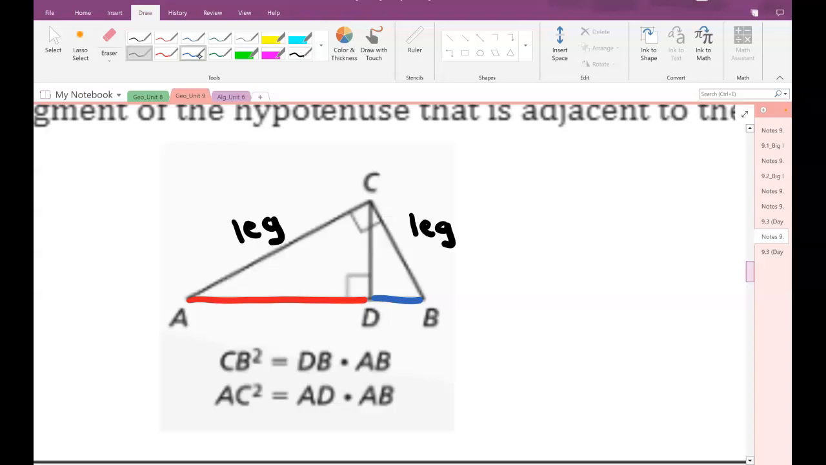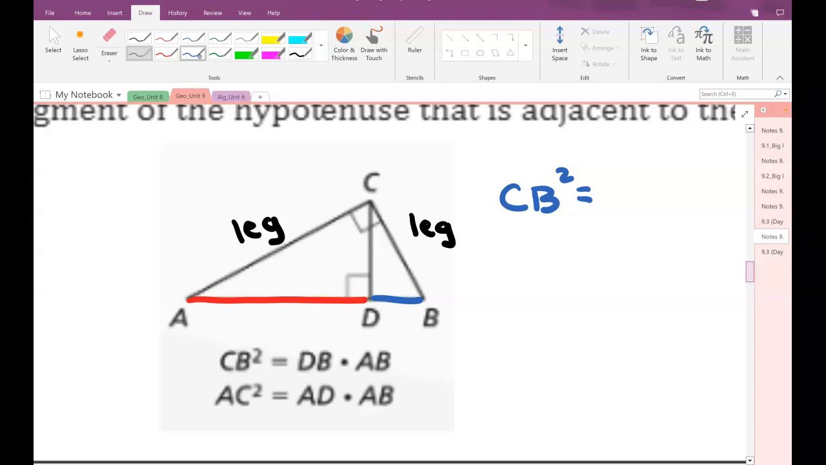And what our leg theorem says is that if we take the length of the leg squared, that's equal to the adjacent segment of our hypotenuse, so adjacent meaning next to, and then the length of the hypotenuse altogether. So we just look at CB here. So length CB squared is equal to the segment of the hypotenuse that's adjacent, meaning next to. So next to would just be DB. So that's why we have this DB here, times whatever the length of AB is.